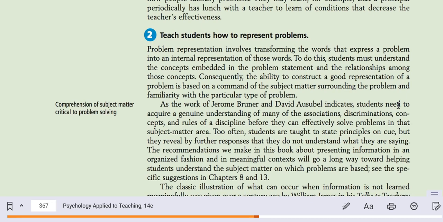As the work of Jerome Bruner and David Ausubel indicates, students need to acquire a genuine understanding of many of the associations, discriminations, concepts, and rules of a discipline before they can effectively solve problems in that subject matter area. Too often, students are taught to state principles on cue, but they reveal by further responses that they do not understand what they are saying. The recommendations we make in this book about presenting information in an organized fashion and in meaningful contexts will go a long way toward helping students understand the subject matter on which problems are based.